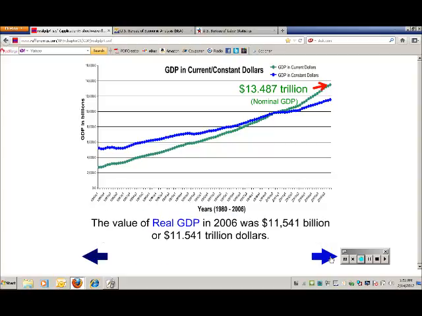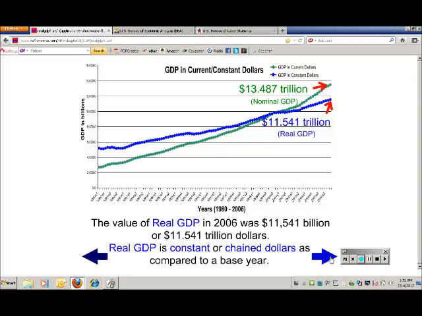The value of real GDP in the latest year on this chart was $11.5 trillion, whereas the nominal GDP for the same year was $13.4 trillion. So real GDP is actually a better measure of what really is going on in the economy.